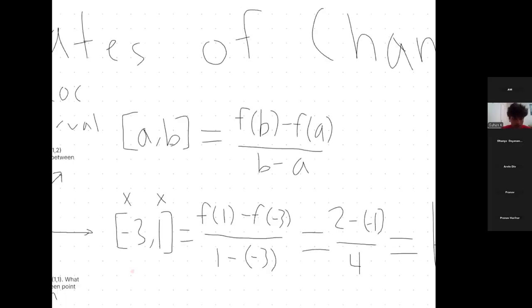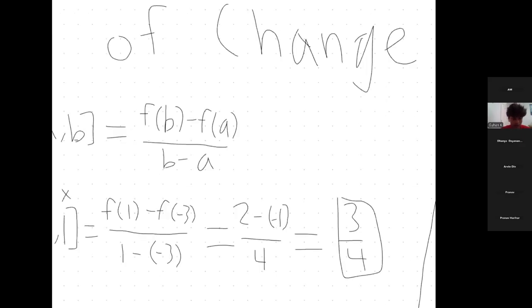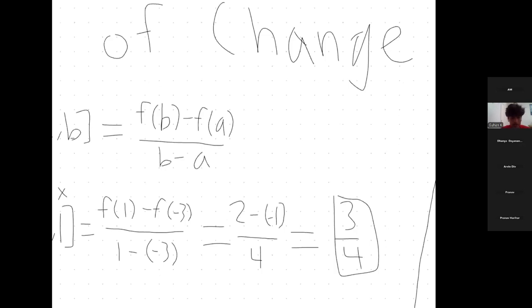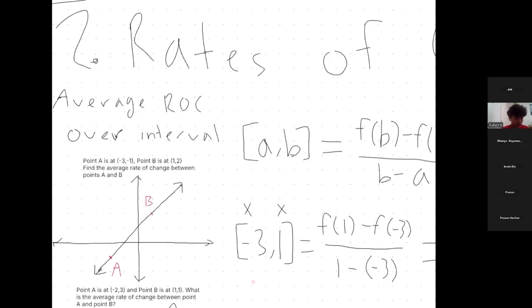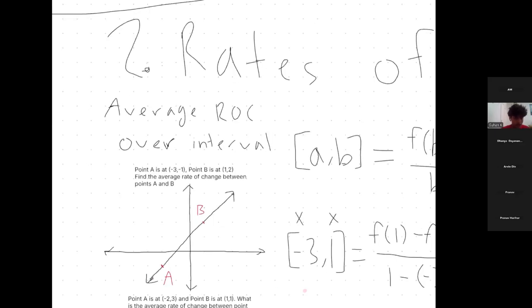So we do 2 minus negative 1 divided by, and then we get 4 because 1 minus negative 3 is the same as 1 plus 3, which is 4. And then if we just do the addition here, 2 minus negative 1, 2 plus 1 is 3 over 4. And I saw someone say in the chat that's the correct answer. It's 3 over 4. So you can write it down now.